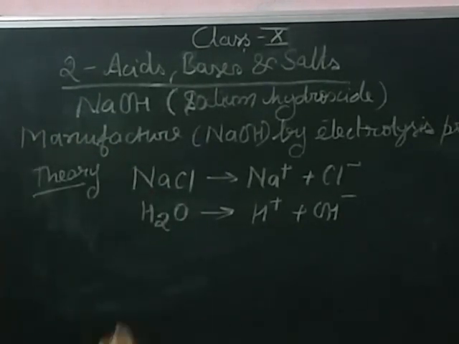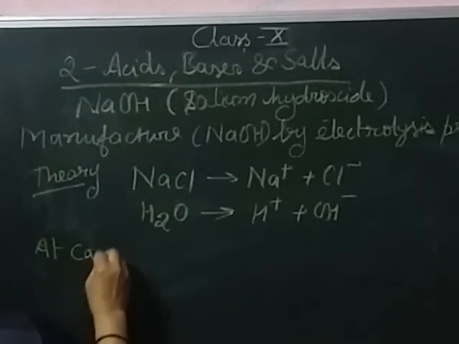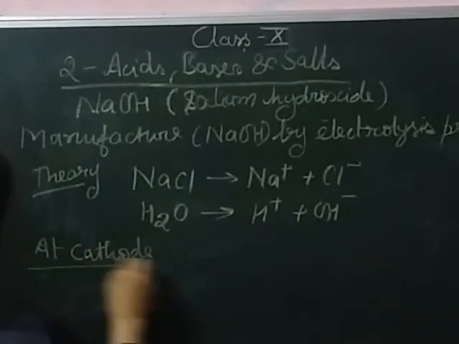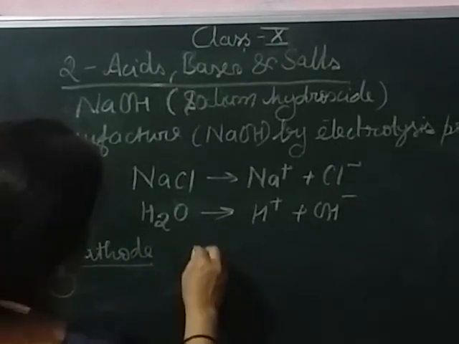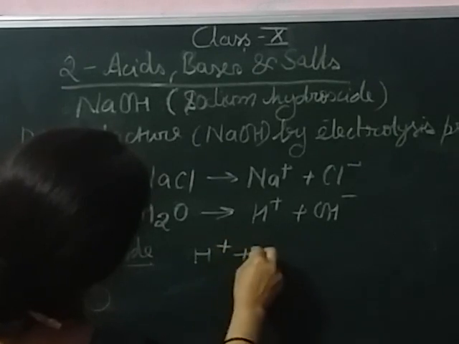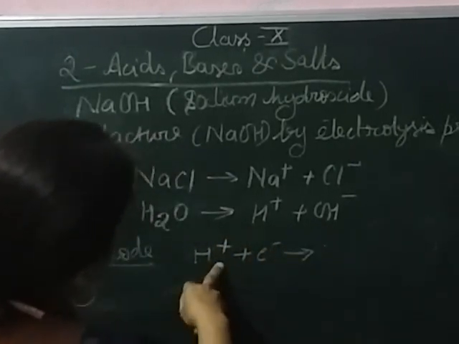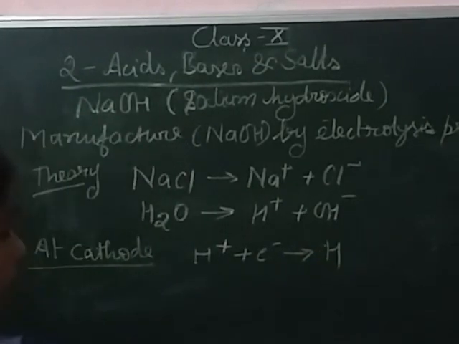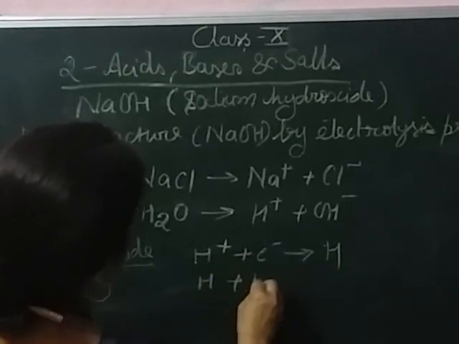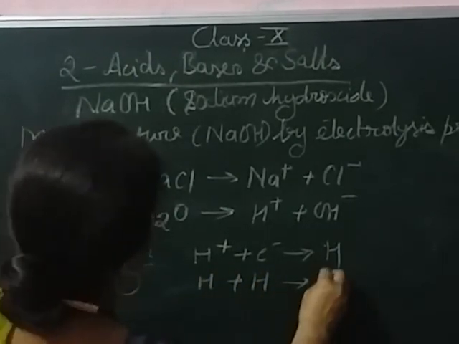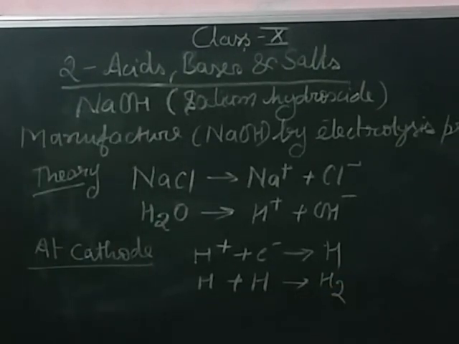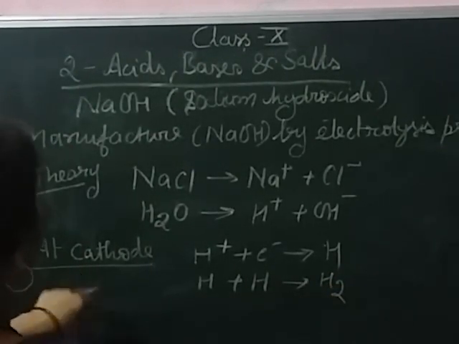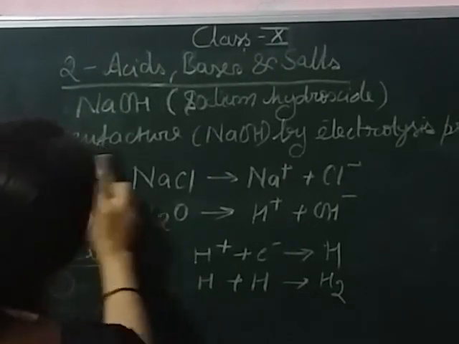So this is the theory of the NaOH electrolysis process, and the reaction which takes place at the cathode is that the hydrogen ion, which is a proton, combines with an electron. It gains one electron, converts into a hydrogen atom, and this hydrogen atom bonds with another hydrogen atom and converts into hydrogen gas. So this is the reaction that takes place at the cathode.